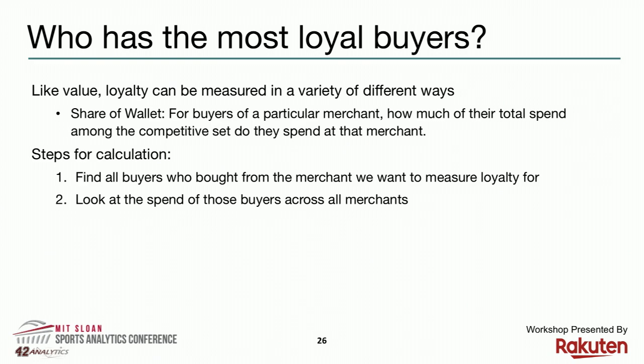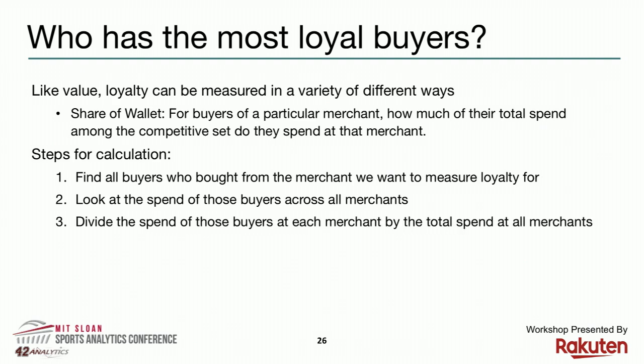The second thing we're going to do is look at the spend of those buyers. So not only what do they spend at Nike, but what are they spending elsewhere? And then putting those together, we're going to divide the spend of those buyers at each of the individual merchants by their spend in total. So what that's going to tell us is, for the average Nike buyer, how much of their spend is going to Nike and how much of their spend is going elsewhere.